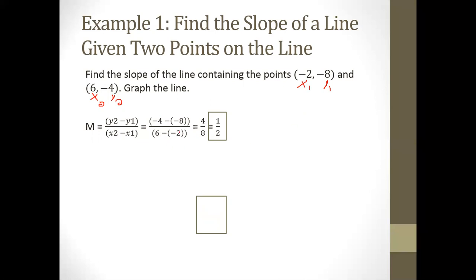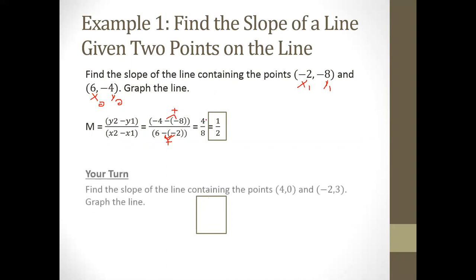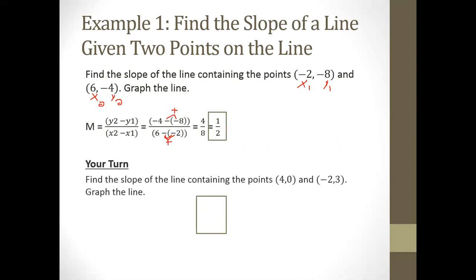And then we simplify. -4 minus -8. Remember, negative and negative makes this addition. So that's -4 plus 8 gives us 4 in the numerator. In the denominator, we have the two negatives again. So that's 6 plus 2 gives us 8. And 4 divided by 8 can be simplified as 1/2. You can divide both the numerator and the denominator by 4 to get 1/2. So this is our slope.